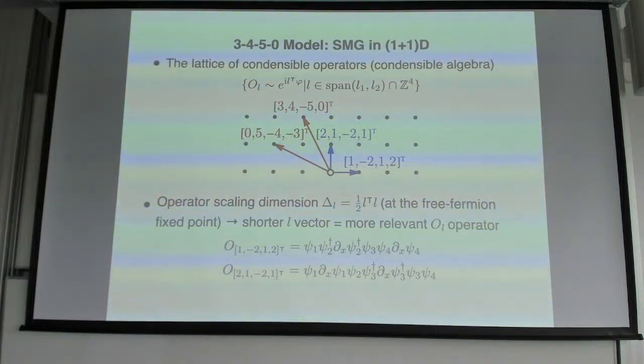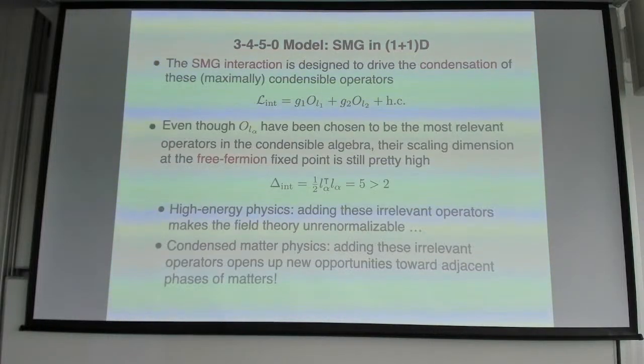But if you add this interaction to the system, indeed, all these dots, every dot corresponds to a different interaction. They will all be generated. But they are not generated arbitrarily. They form a pattern, and the pattern is a condensable algebra. So by adding these operators to your interaction Lagrangian, you can explicitly drive the condensation of the whole condensable algebra. And even though we have already been choosing the most relevant operator within this condensable algebra, the scaling dimension of these operators is still very high. If you calculate, the scaling dimension is 5, which is much larger than the space-time dimension of this problem, which is 2.